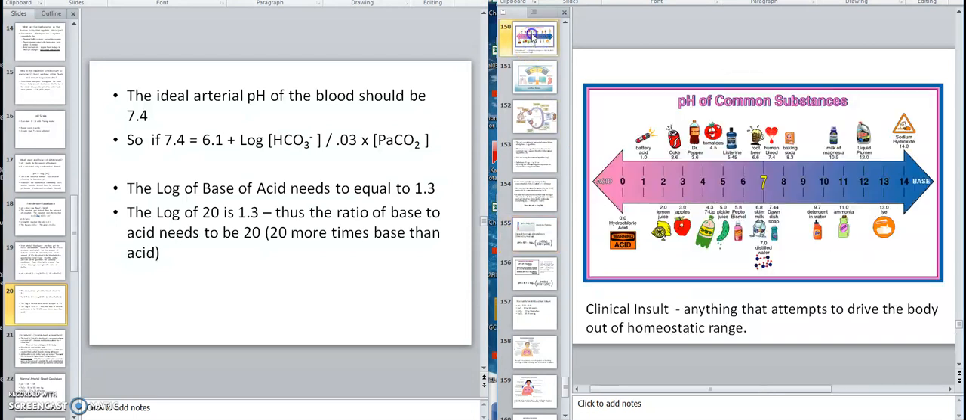Let me come back. Blood at 7.35 to 7.45 is more basic than water. Water would be a 7 at 38 degrees centigrade. Water would be a 7, because water, and I won't get into this, but you can look at it in my PowerPoint for inorganic chemistry, water has acid and base in it.